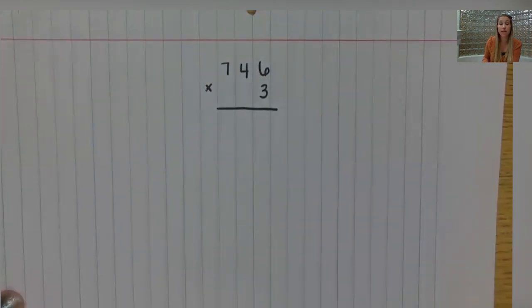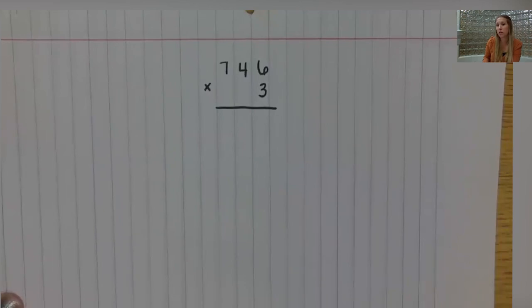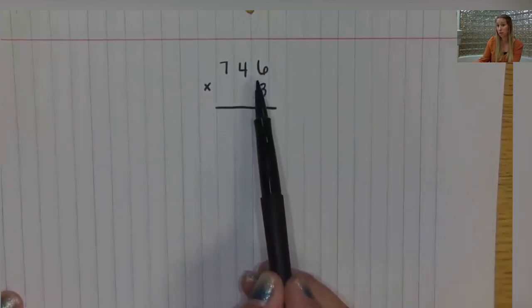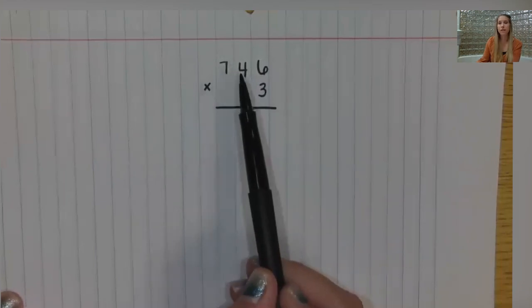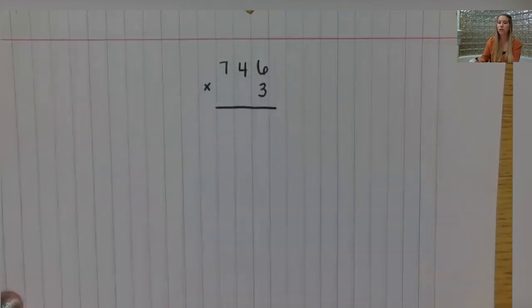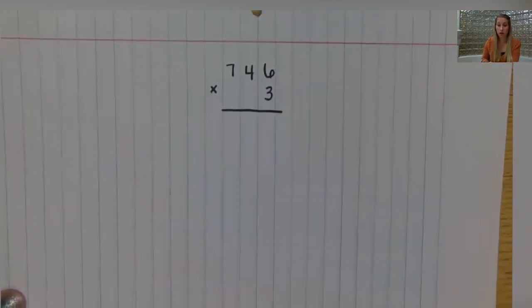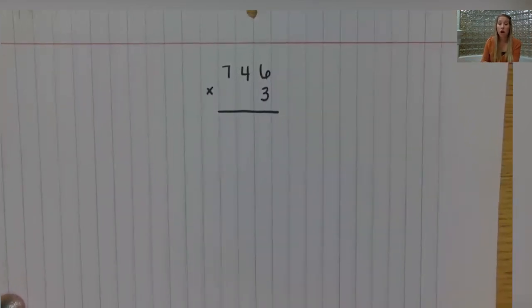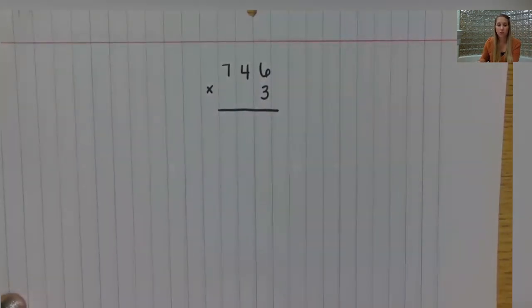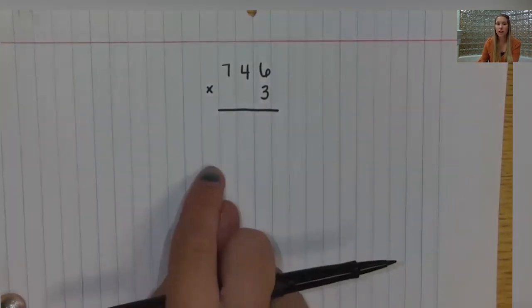Okay, remember, we're thinking about place value. Place value is what each digit is worth where it is. So let me explain. The 6 is in the ones place, so it's worth 6. The 4 is in the tens place, so it's worth 40. So we're thinking about what the value of the digit is worth. Okay? And so I'm going to multiply each digit to its value. So let's do that first. 3 times 6 is what?